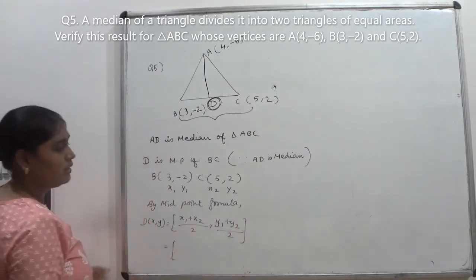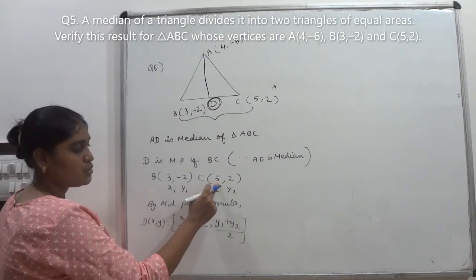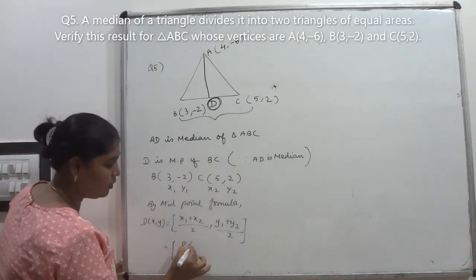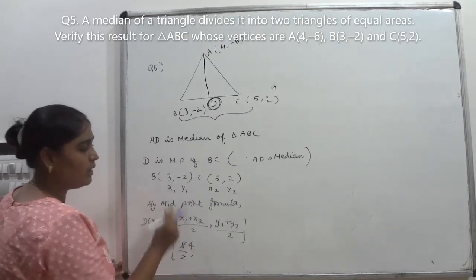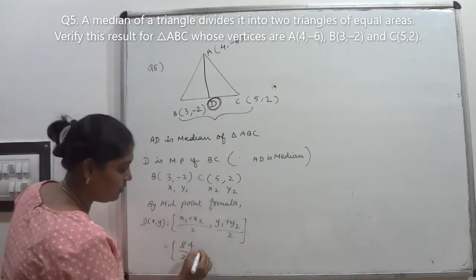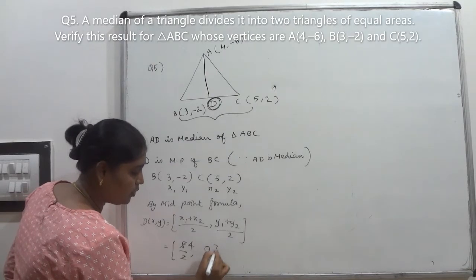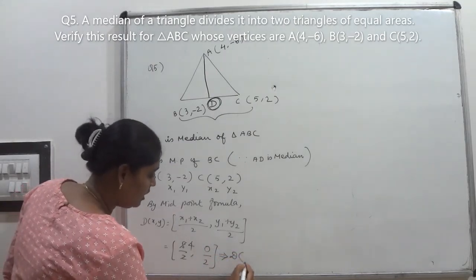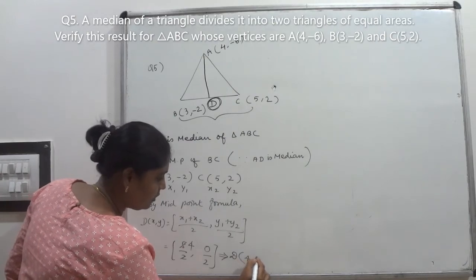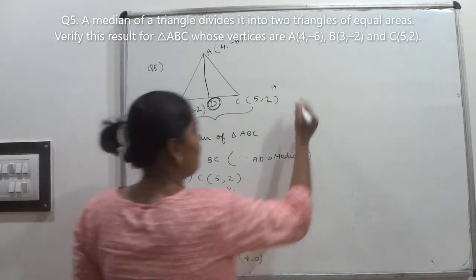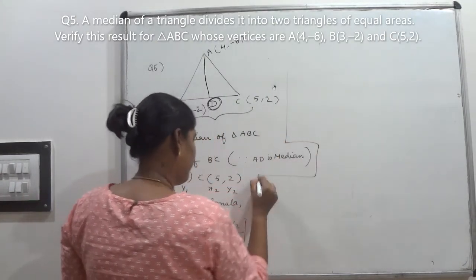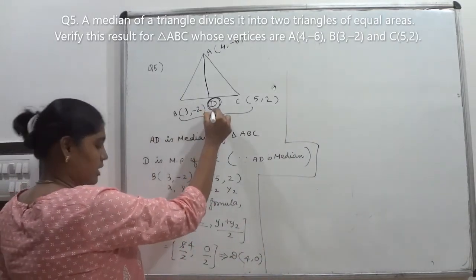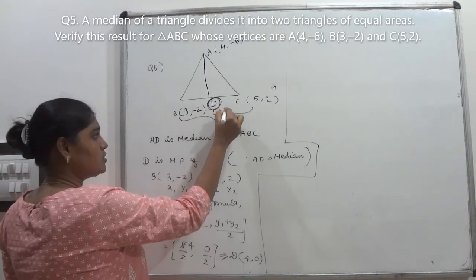What is x1 here? 3. What is x2? 5. 5 plus 3, what is it? 8 upon 2. That's 4. y1 plus y2, that is -2 plus 2. It will give you 0. 0 upon 2 is 0 only. So write the coordinates of the point D, that is 4, 0. Now I got the point D coordinates, that is 4, 0.